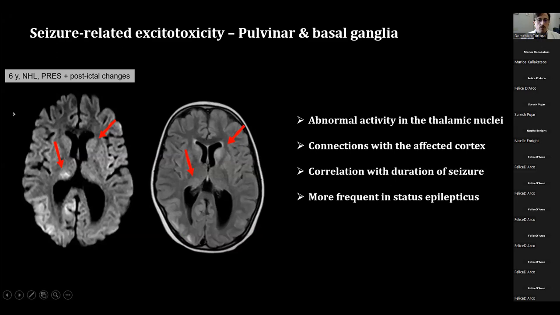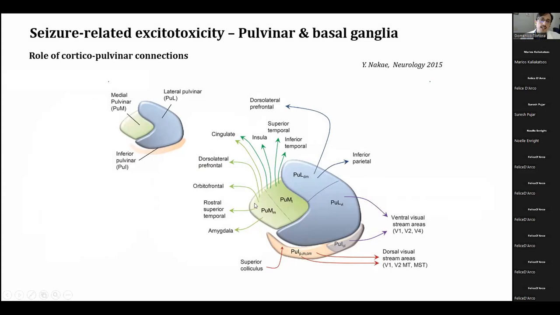But the reason seems to be related to the very strong connections of these deep gray matter nuclei with the cerebral cortex. For example, the pulvinar of the thalami has specific connections with different regions of the brain, and we may find abnormalities on FLAIR and on DWI in different portions of the pulvinar according to the lesion or the region of the cerebral cortex involved in the seizure. For example, the medial portion of the pulvinar has stronger connections with the temporal and frontal regions of the cortex, the lateral pulvinar with the parietal lobe, while the inferior portion of the pulvinar connects with the occipital region of the cortex.